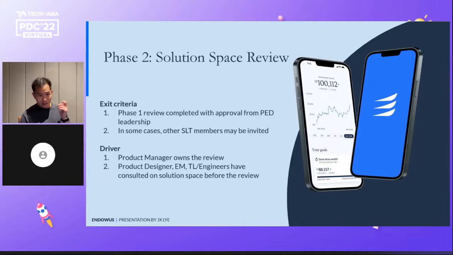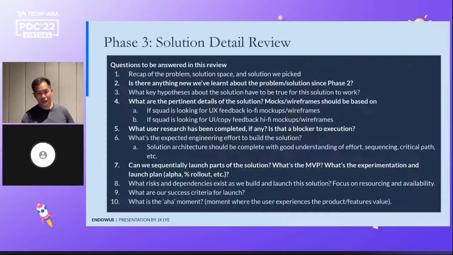And so the exit criteria is that we will review this phase, and we will complete it with approval from the product, engineering and design team. Senior leadership team might or might not, use your discretion here, but in the same way, the PMs own a review, and then the other teams, you want them to be consulted on the solution space before the review. So the idea here is that between phase 1, which is the problem review, and phase 2, which is the solutions-based review, is where we work with the teams to come up with that before we make a presentation. And then once that is done, we move on to phase 3, which is detailing the solution.